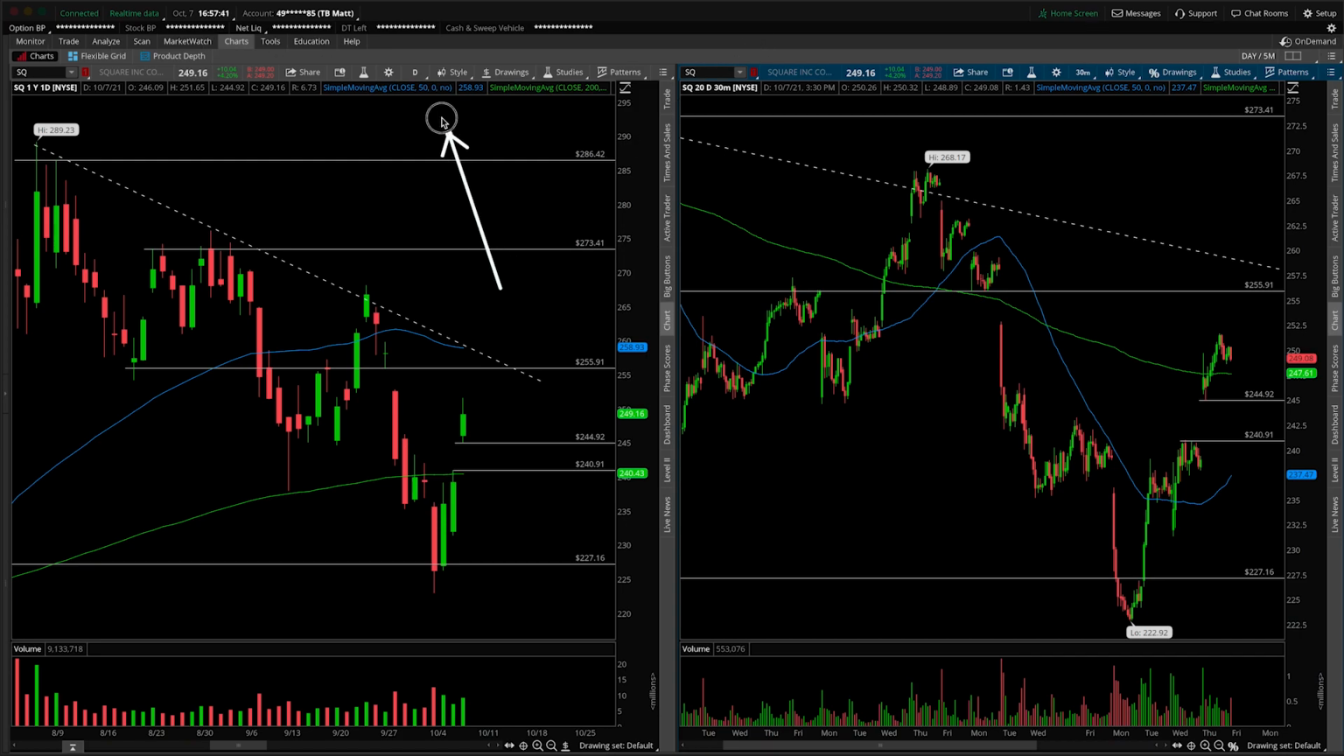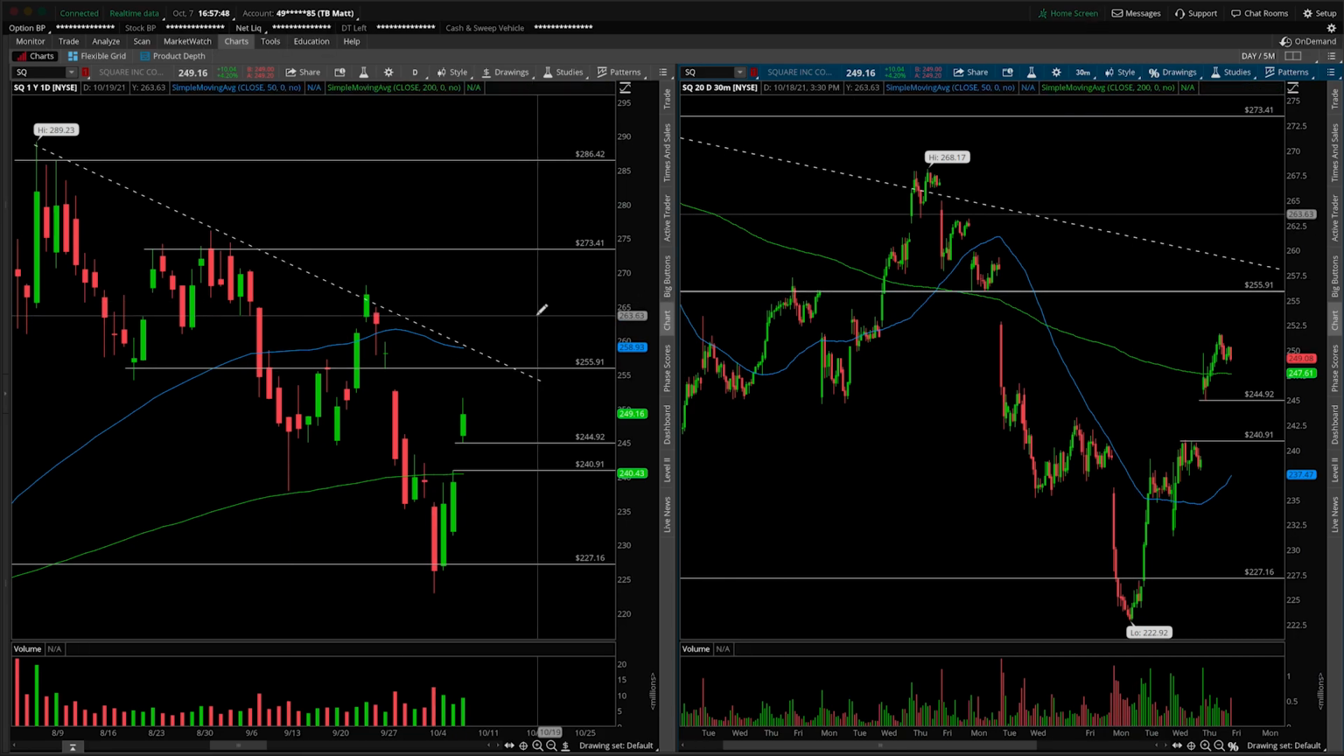On the left-hand side, we have the daily time frame, and on the right-hand side, the 30-minute intraday time frame. First things first, this is a stock that I watch very closely intraday, so the chart is already marked up.